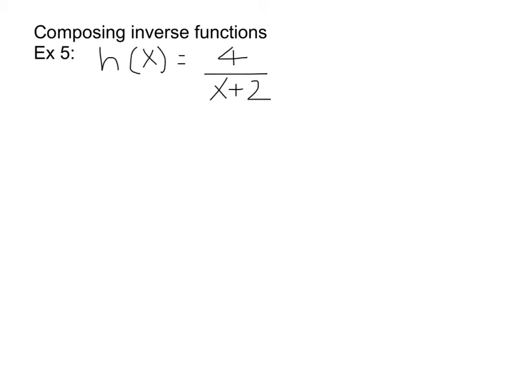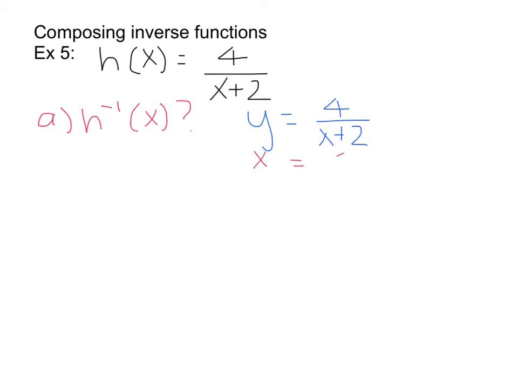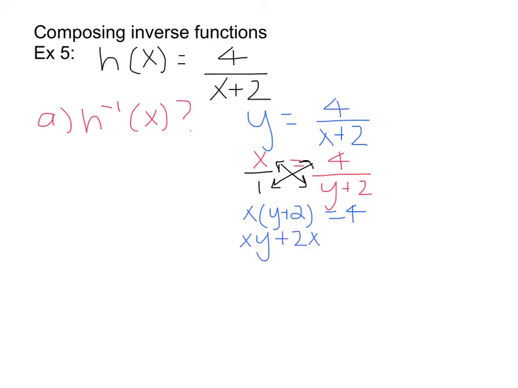Our last example is going to be doing compositions of inverse functions. So before we can do compositions of them, we first need to find out what the inverse is. So first step, remember, change h of x to y. Second step, switch x and y. Okay, remember there's an invisible 1 underneath this, so we're going to cross multiply. So I have x times y plus 2 equals 4. Okay, so that is going to give me xy plus 2x equals 4.